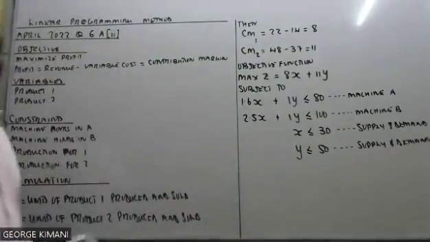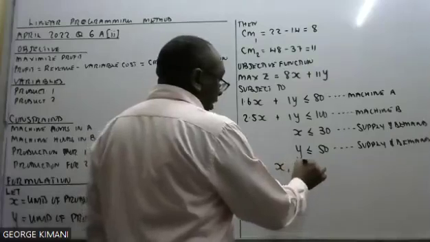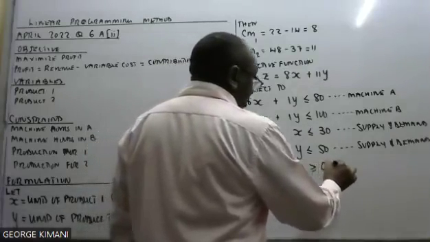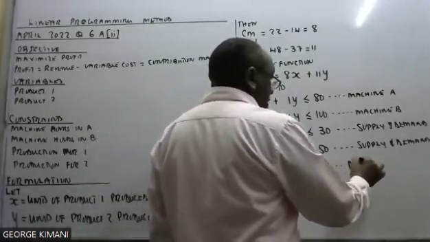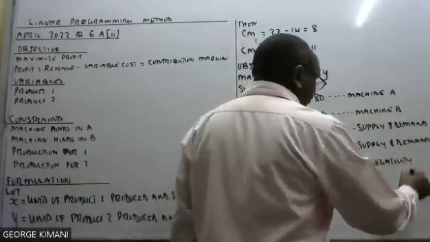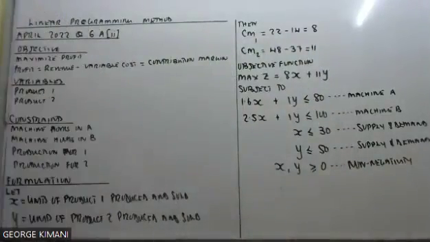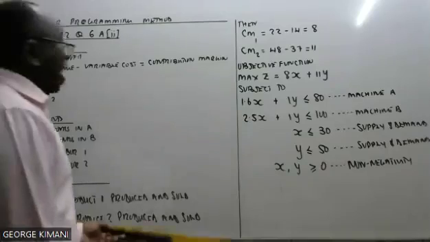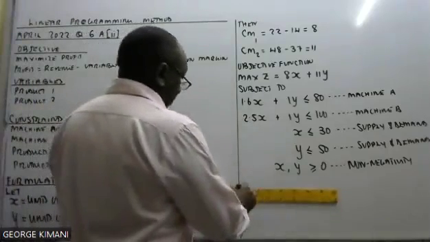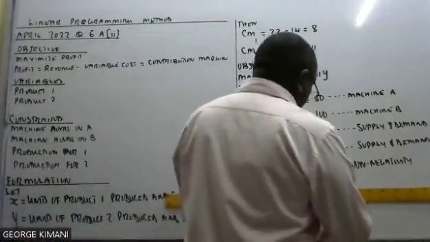Then in one of the assumptions we say that there is non-negativity. So x and y should be greater than or equal to 0, and this is called non-negativity. Once you have formulated, the next thing now is to solve. That is the next step.